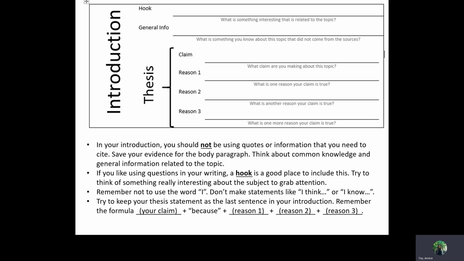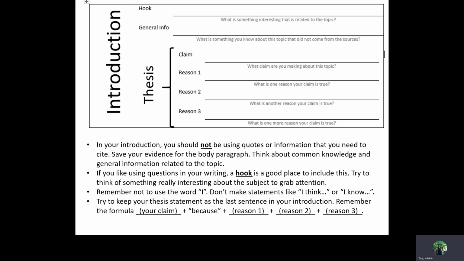If you like using questions in your writing, a hook is a good place to include this. Try to think of something really interesting about the subject to grab attention. I know a lot of people struggle with a hook. If you're really struggling, get to writing everything else. And if you need to go back to the hook, go back to the hook. Don't just sit there and stare because you cannot think of a hook. Try to get through everything else and maybe one will come to you.